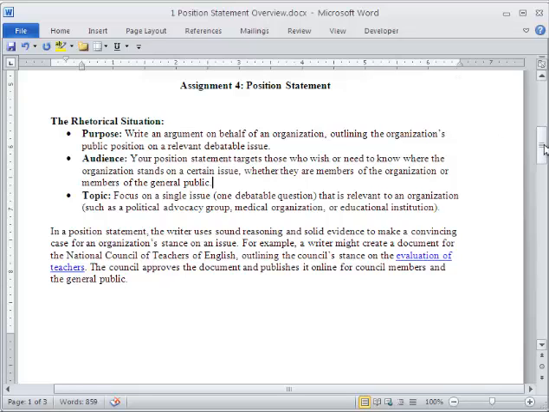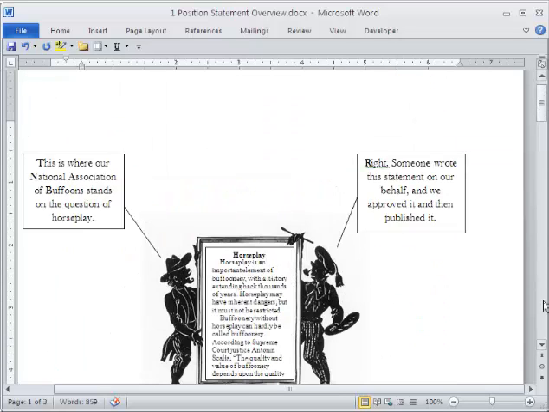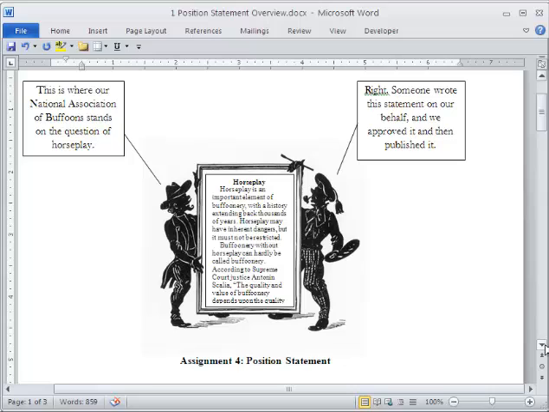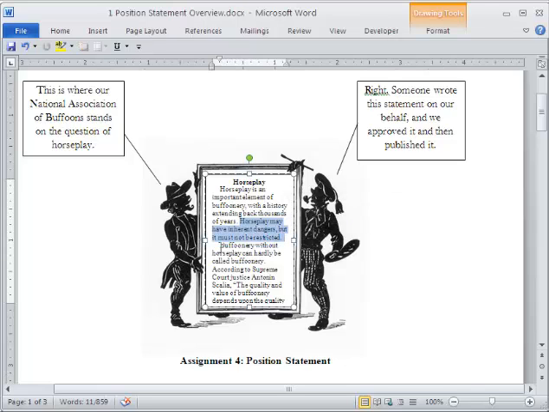And so to illustrate this whole situation, I made one of my cartoons. I don't know if anyone cares, but it's meant to represent the situation. I found a picture of a couple of buffoons displaying the National Association of Buffoons position statement on horseplay. Someone wrote it, a person wrote it, but it was adopted by the organization as representing their position on horseplay. And if you read the tiny little words on the big poster there, it's the beginning of an argument. It has a thesis statement.